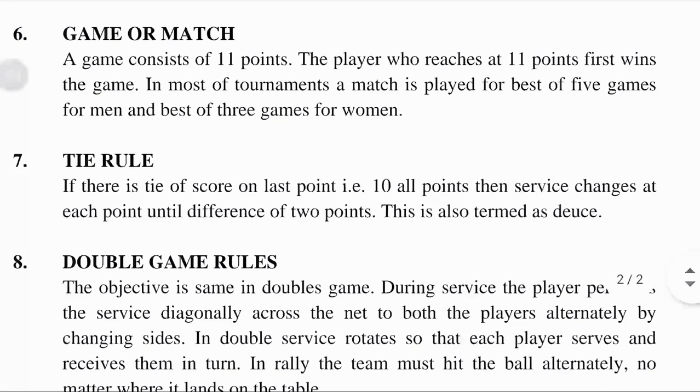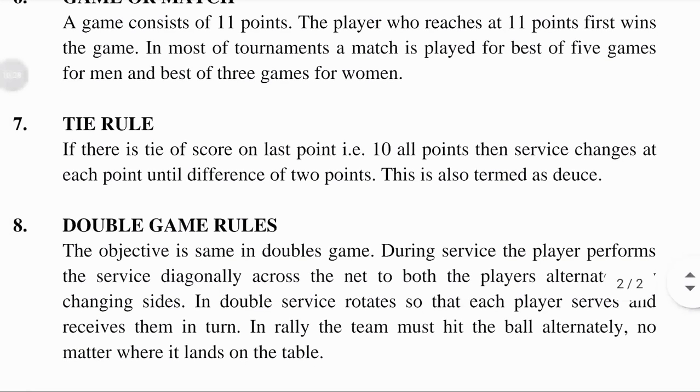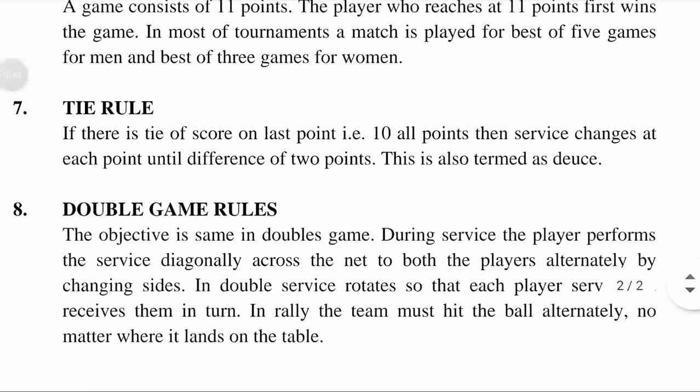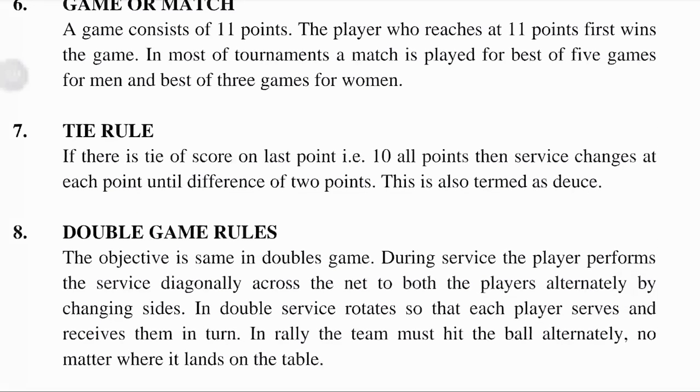A game consists of 11 points, meaning a game of table tennis is now played up to 11 points. The winner is the player or pair who first scores 11 points. The player who reaches 11 points first wins the game, unless both players score 10 points. The player who reaches 11 points first wins the game.